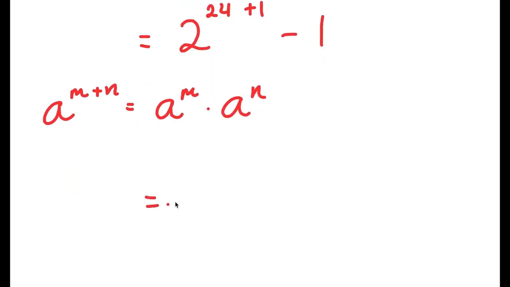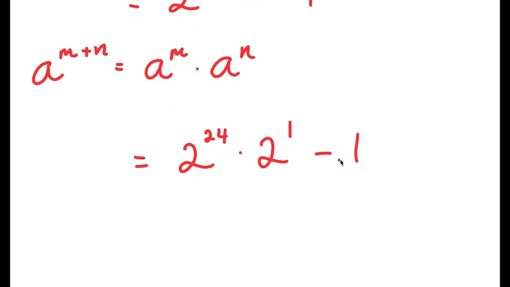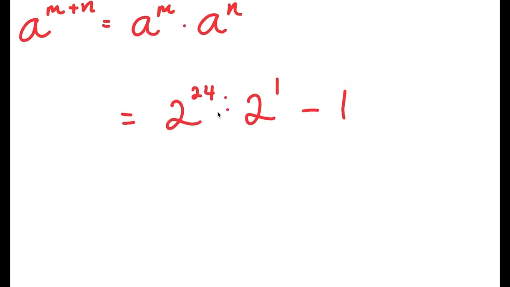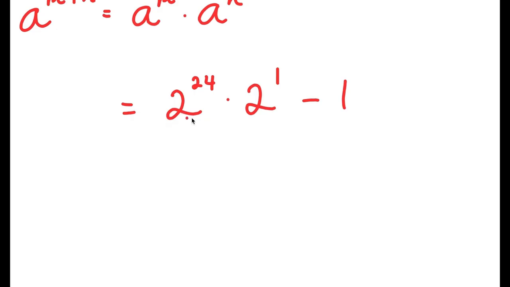So 2 to the power of 24 plus 1 is going to equal 2 to the power of 24 times 2 to the power of 1 minus 1. Now basically our goal throughout this video is to change our values to be as small as possible, so then at the end we can do whatever we need to do with them to get our final result.